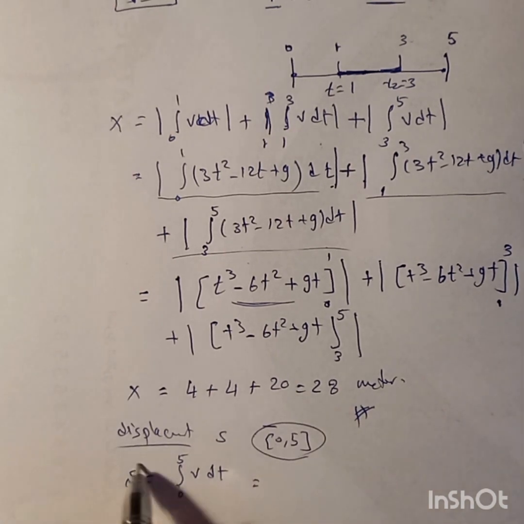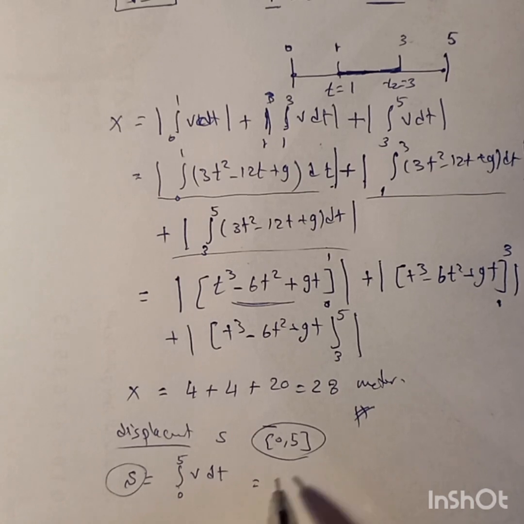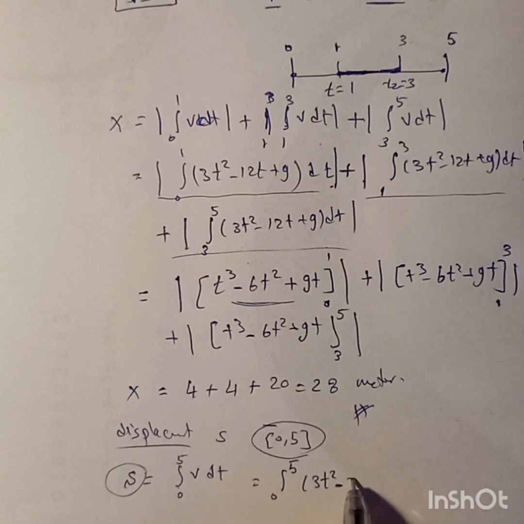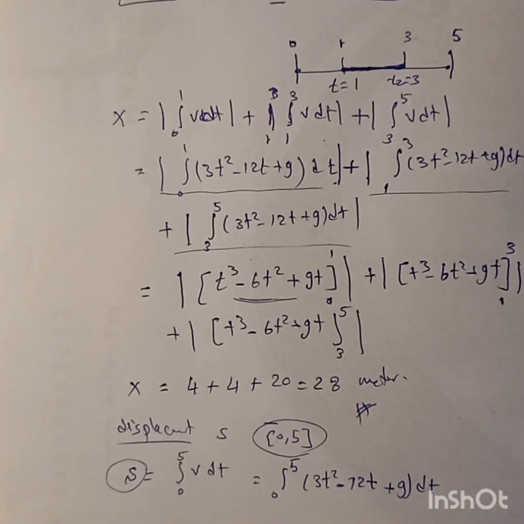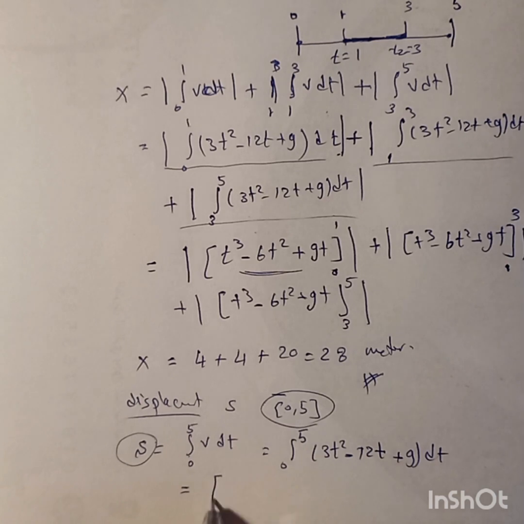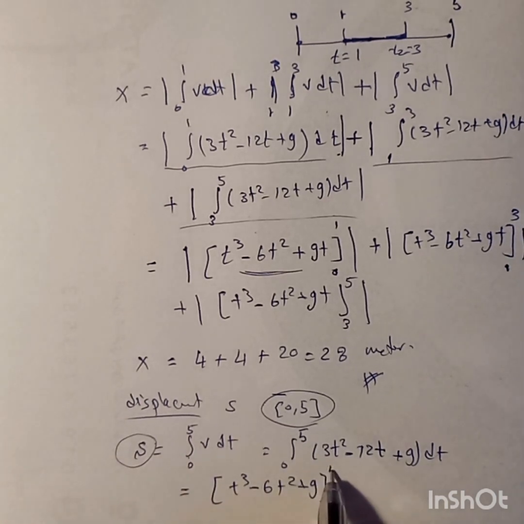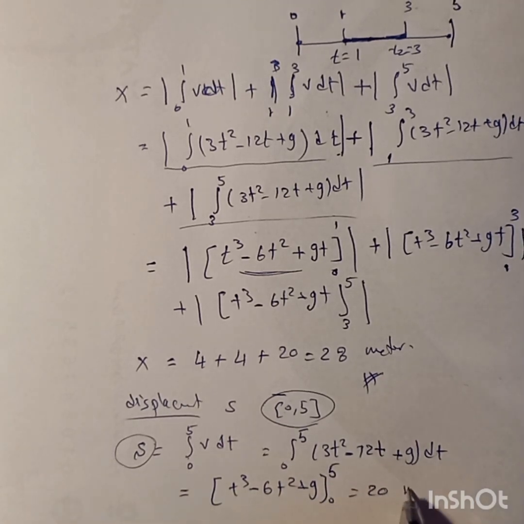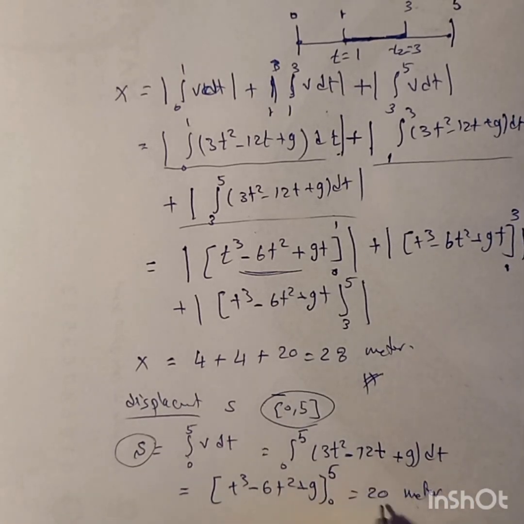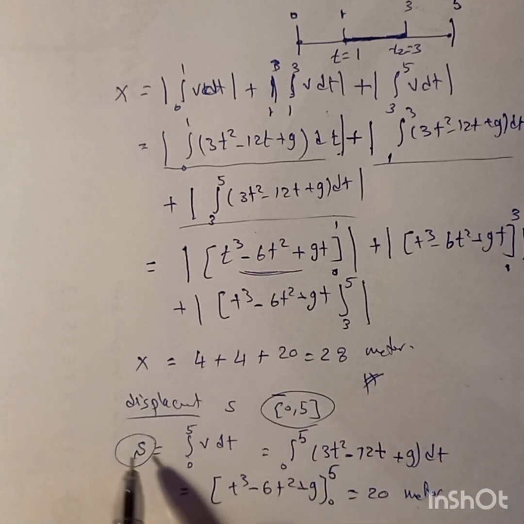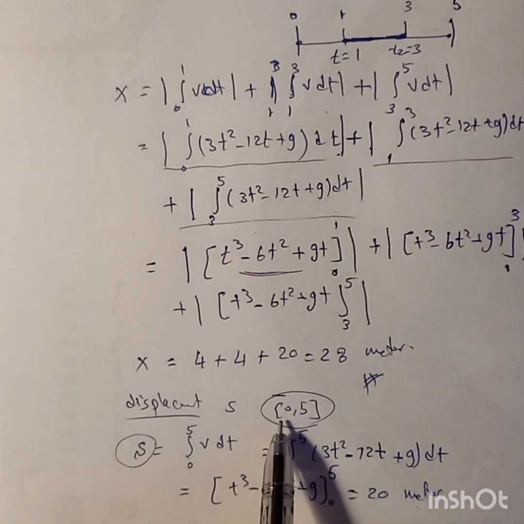Here, as we are dealing with displacement, this is a vector. Then we have the integral from 0 to 5 of v, where v is 3t squared minus 12t plus 9, dt. Then we have t power 3 minus 6t squared plus 9t from 0 to 5. This equals 20 meters. This is the total displacement covered by the body within the first 5 seconds.